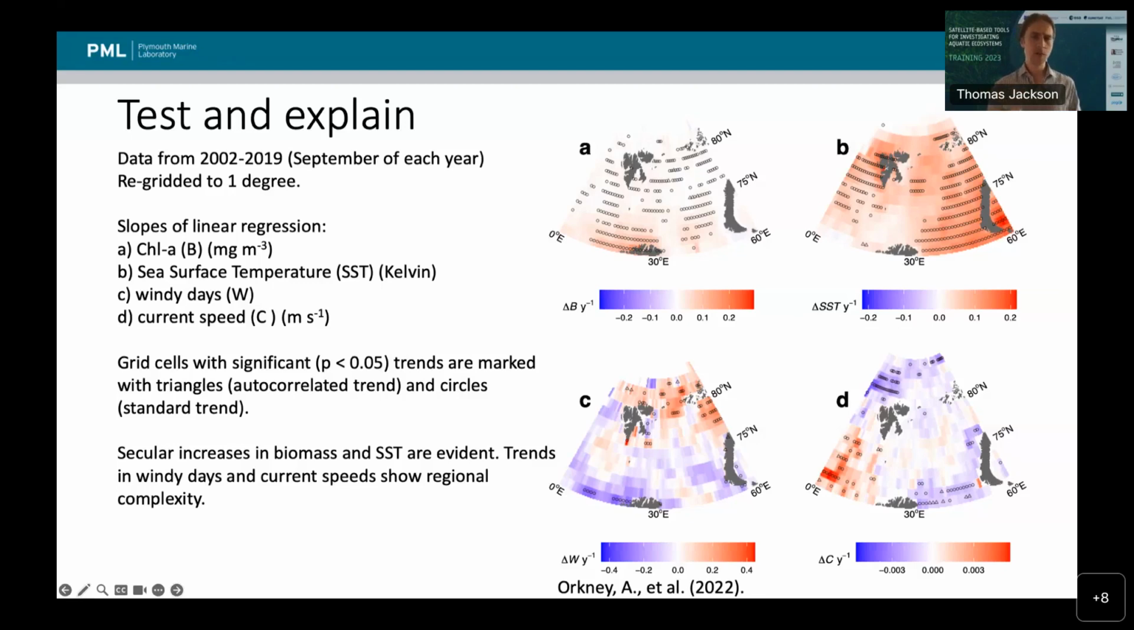And what you can see is that basically the chlorophyll and the temperature in September are increasing pretty much everywhere. There's nowhere where they're really decreasing, whereas the patterns in the windiness and the current speed are a bit different. You could say that the chlorophyll is maybe increasing more in the southwest and not so much at the highest latitudes, whereas temperature is increasing pretty much everywhere.